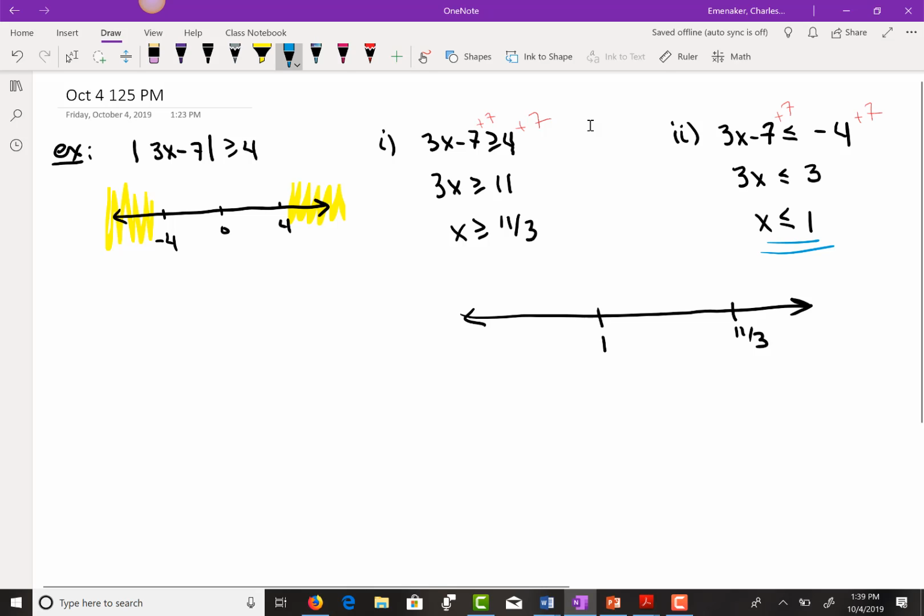We want to go smaller, don't we? And can we equal 1? Yeah, we can equal 1. So what we're going to do is go smaller or equal to 1. On the 11/3, once again, we can equal it or go bigger.